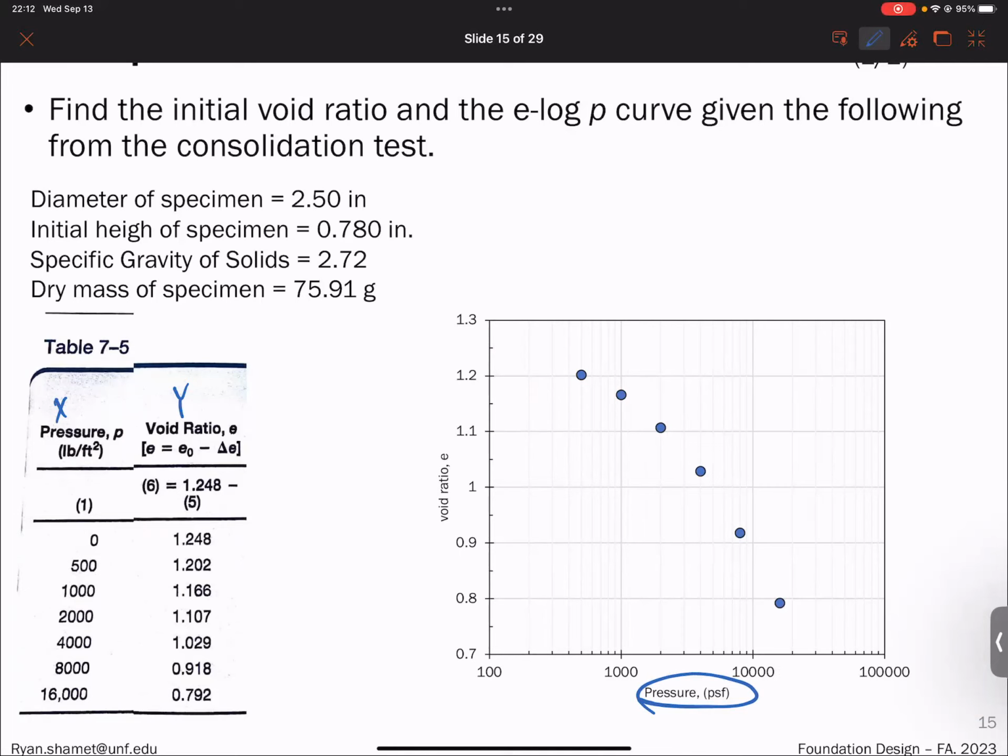With these discrete data points, you would then use some type of fitting tool to fit them. And then you would hopefully have a clearer trend of our C, and then the CR or CS. You could also then use the Casagrande technique to find our pre-consolidation pressure like we talked about in class.